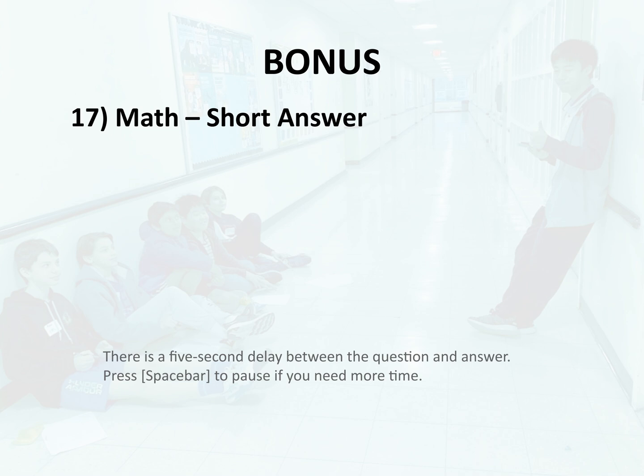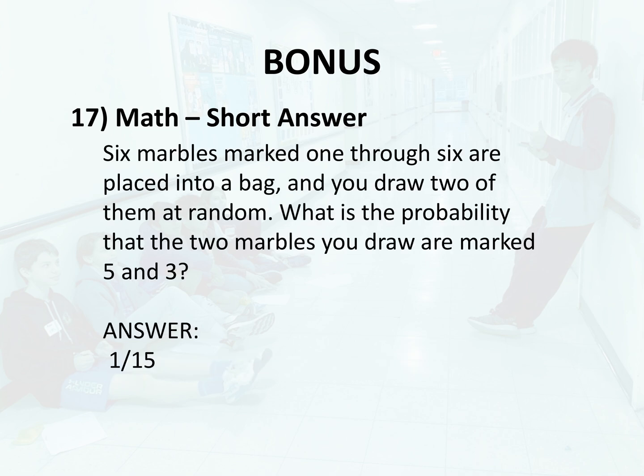Bonus 17. Math, short answer. 6 marbles marked 1 through 6 are placed into a bag, and you draw 2 of them at random. What is the probability that the 2 marbles you draw are marked 5 and 3? Answer, 1 over 15.